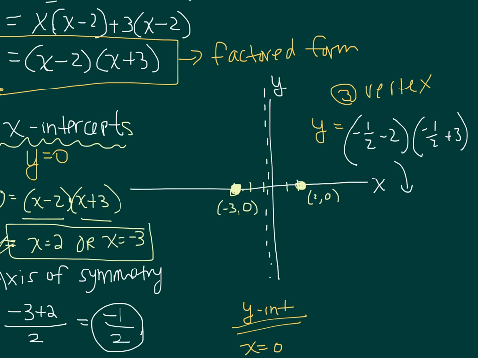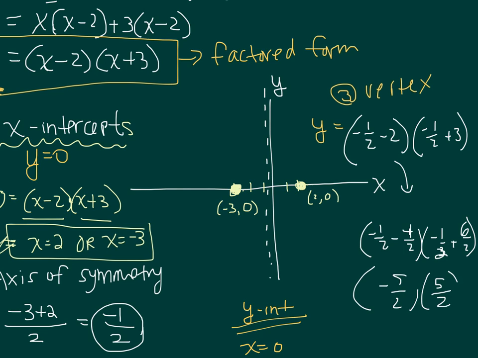And that equals, and I'm going to make it into an improper fraction. So I'm going to say 2 over 1 is actually 4 over 2, and then 3 is just 6 over 2. And I'm going to end up with negative 5 over 2 times 5 over 2. So my vertex, I'm going to put it up here, is x value negative 1/2, and my y value is negative 25 over 4.